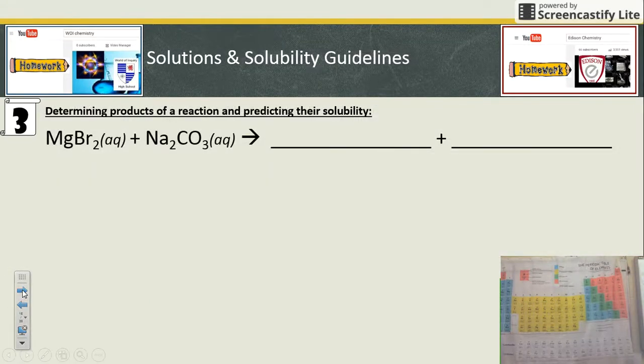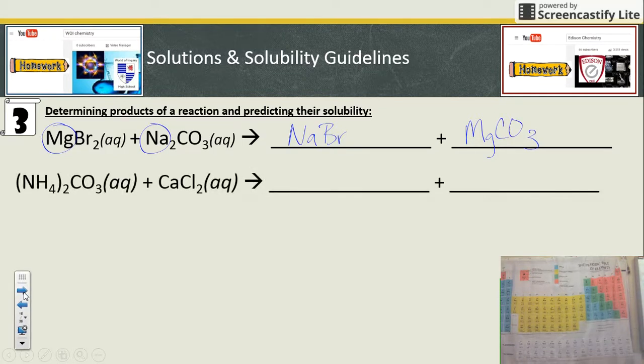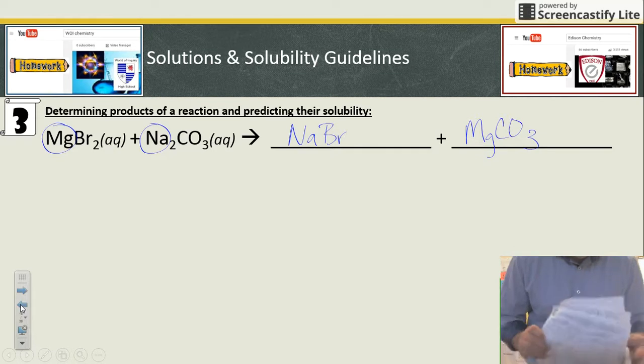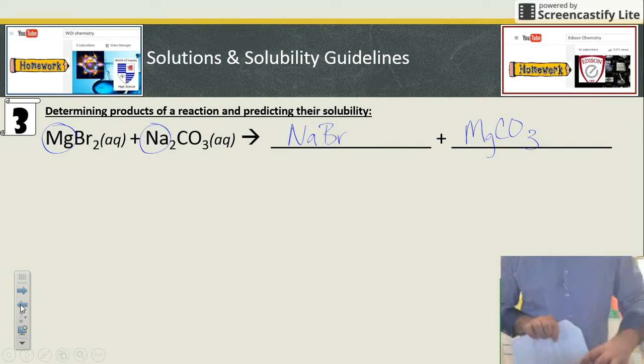Okay, let's see what else we got here. Double replacement reactions, predicting solubility. This is pretty straightforward. We're going to swap our metal ions and make our new compound. So I'm going to get NaBr and MgCO3. Those are my two products. But then I have to apply my solubility rules, looking at NaBr and MgCO3 using reference table F to decide which one is soluble and which one is insoluble.